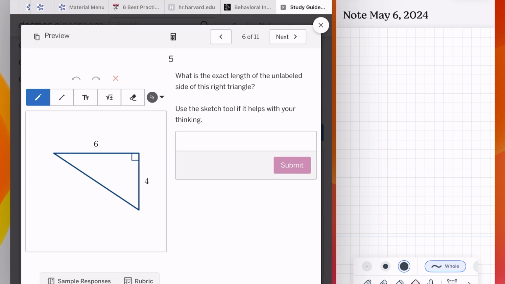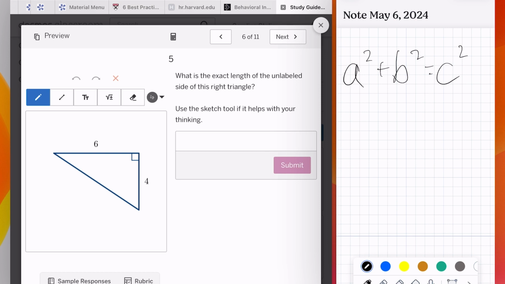Okay, cool. Question 5. What is the exact length of the unlabeled side of this right triangle? Use the sketch tool if it helps with your thinking. Okay, so we can just use our scratch paper. We have a right triangle. This is a basic application of the Pythagorean theorem. We have our legs, we have A, we have B. Doesn't matter which you call which. C, the hypotenuse, is what we're looking for.